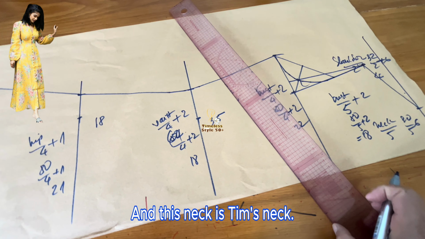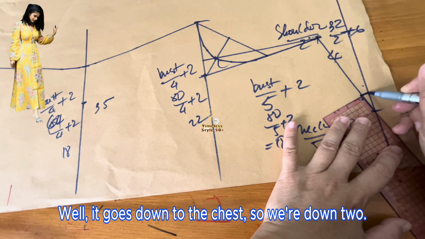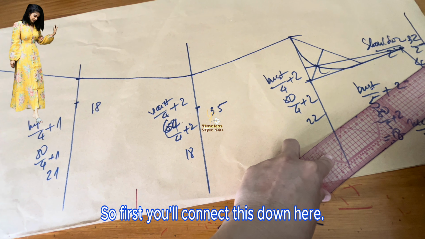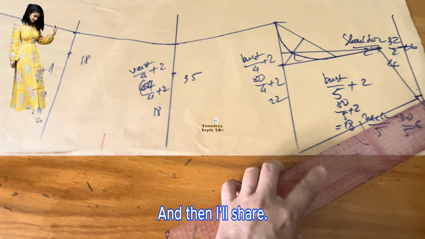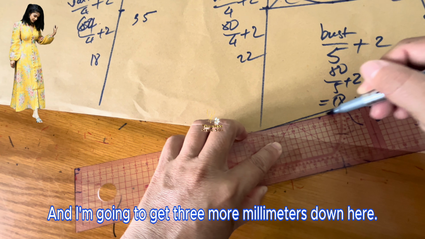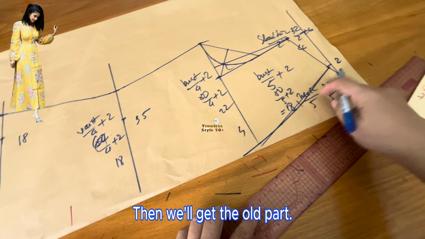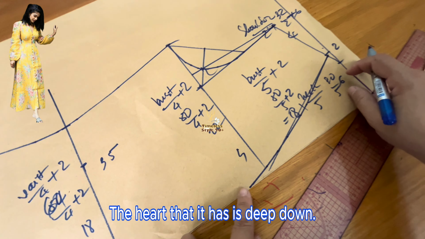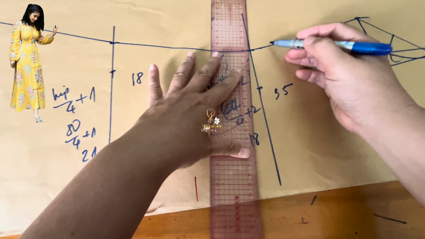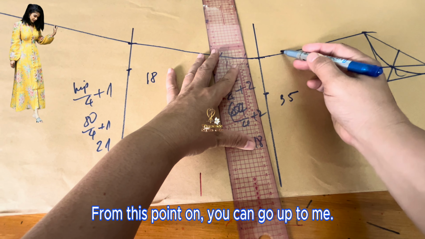And this neck is Tim's neck. It goes down to the chest, so we're going down too. So first you'll connect this down here. And then I'll share. I'm going to get 3 more millimeters down here. Then we'll get the heart part. The heart that it has is deep down. Then right here, we'll break up. From this point on, you can go up.